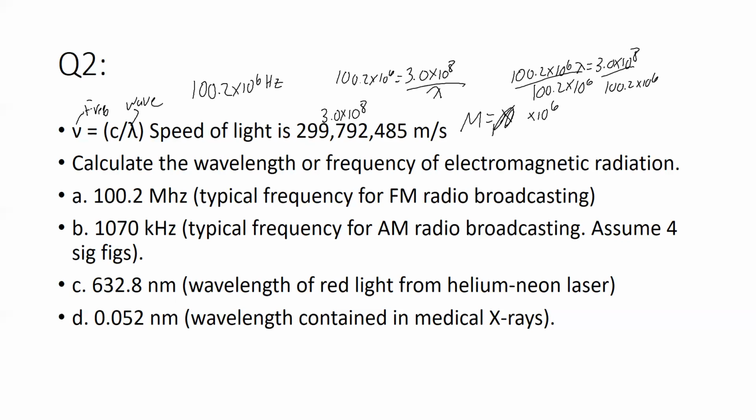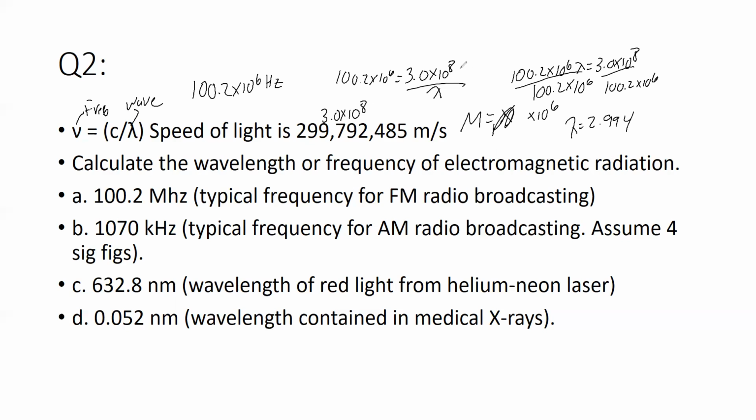Let me get my calculator out. 100.2 times 10 to the 6 divided by, so this will be 3.0 times 10 to the power 8. Divide those two. 2.99, lambda equals 2.994. All right, and now we have to figure out what is the units.